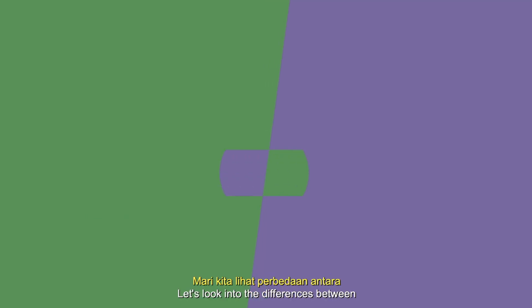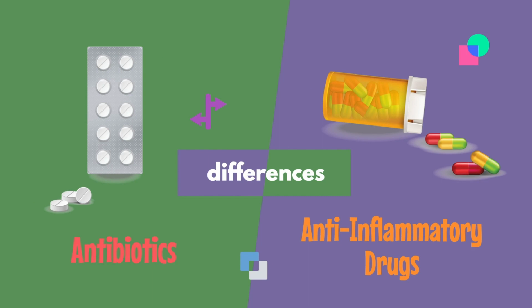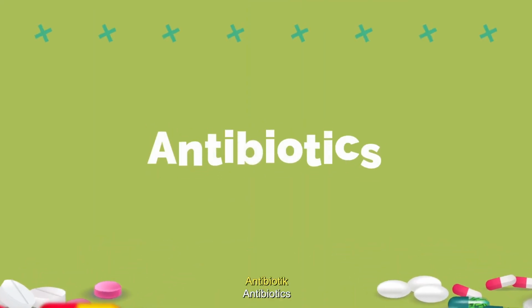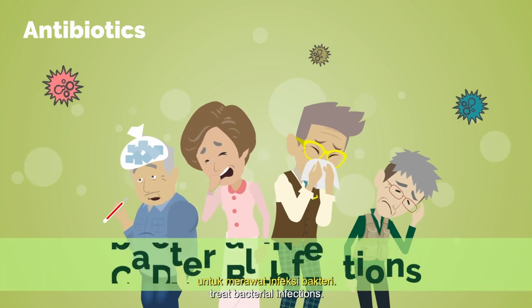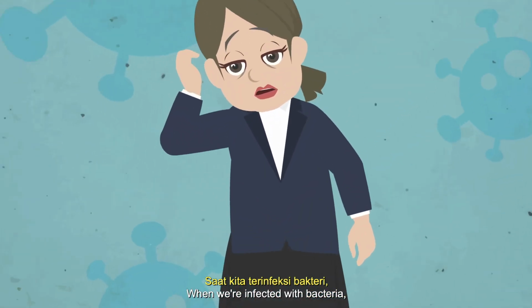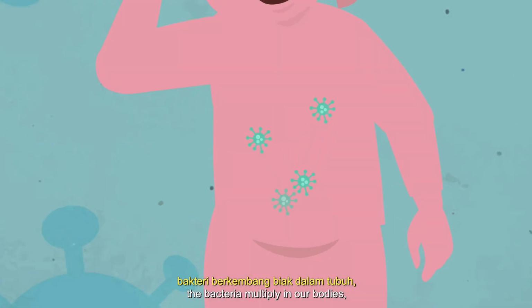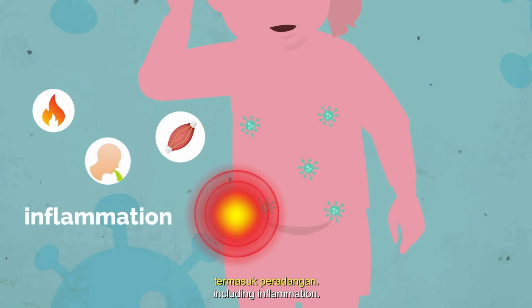Let's look into the differences between antibiotics and anti-inflammatory drugs. Antibiotics. Antibiotics are mainly used to treat bacterial infections. When we're infected with bacteria, the bacteria multiply in our bodies, causing corresponding symptoms, including inflammation.